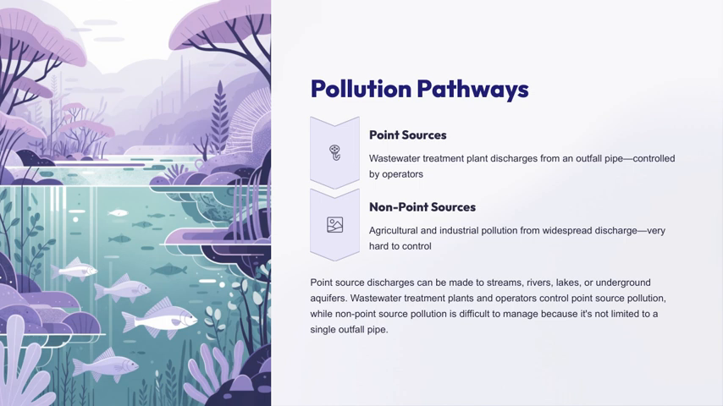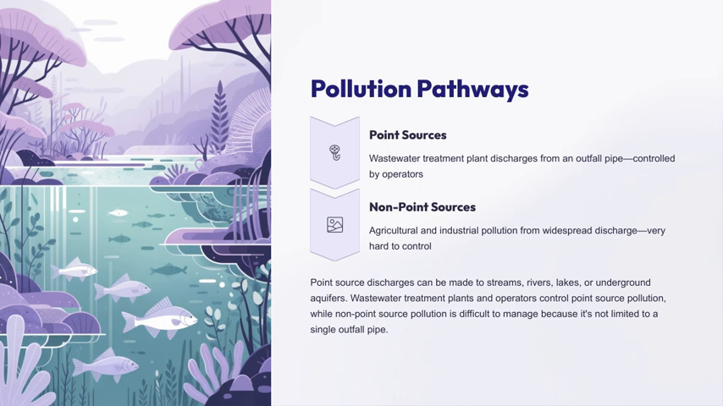To put it simply, point source discharges can be directed into streams, rivers, lakes, or even underground aquifers, and they are easier to manage because they come from a specific location. Non-point sources, however, are more diffuse and don't come from a single outfall pipe, making them much more challenging to control.